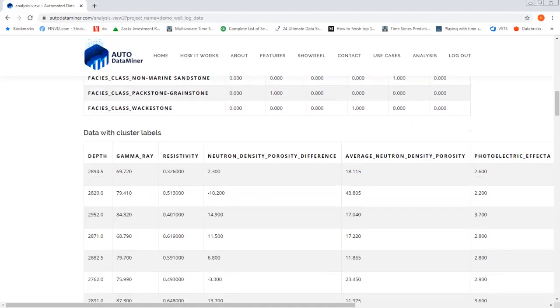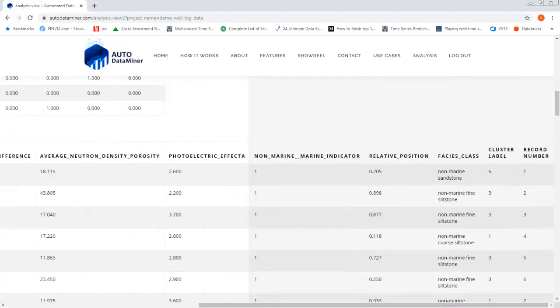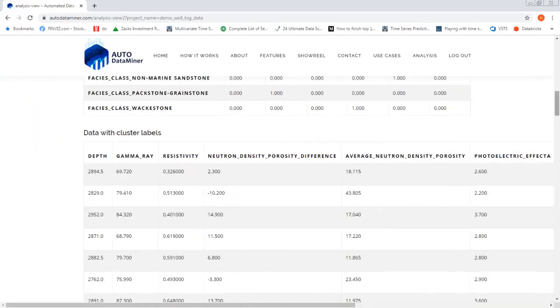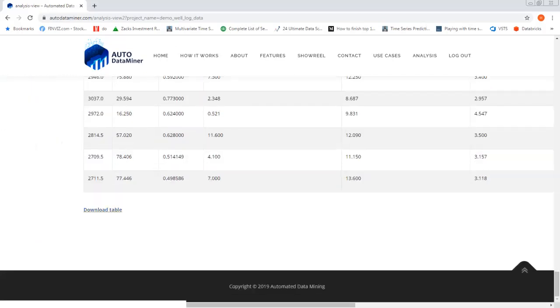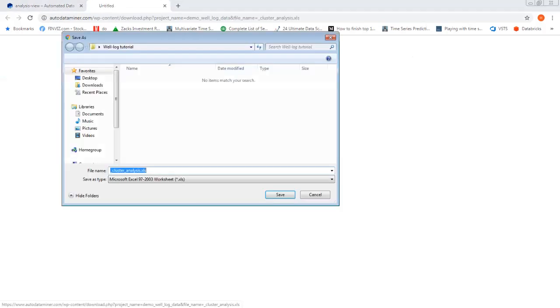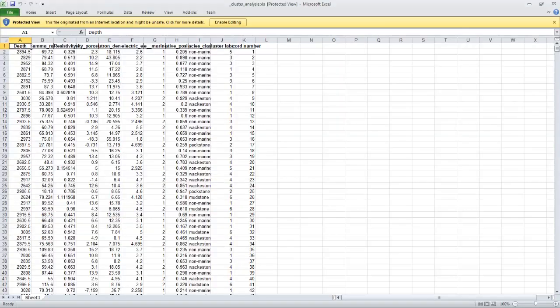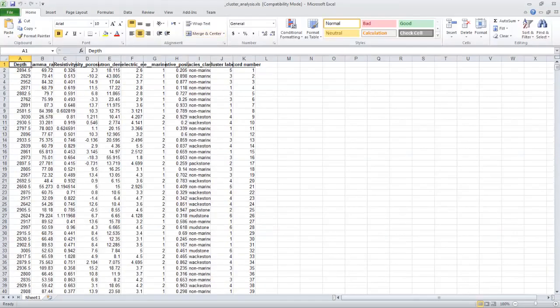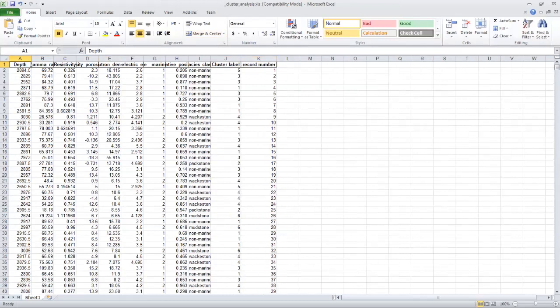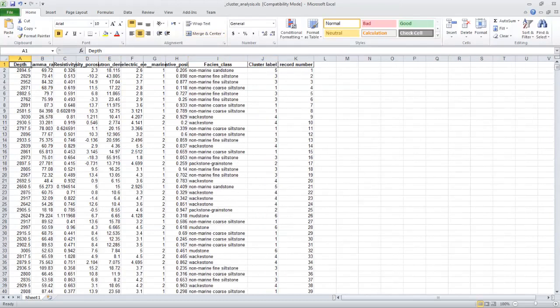Again, here you have the previous data set that we talked about, and here we have the cluster label and the record number. If you go down to the end, you can download this table. If I download this table and open it, you see I have the previous data set, and two columns added to it: the first one is the cluster label, the second one is the record number.